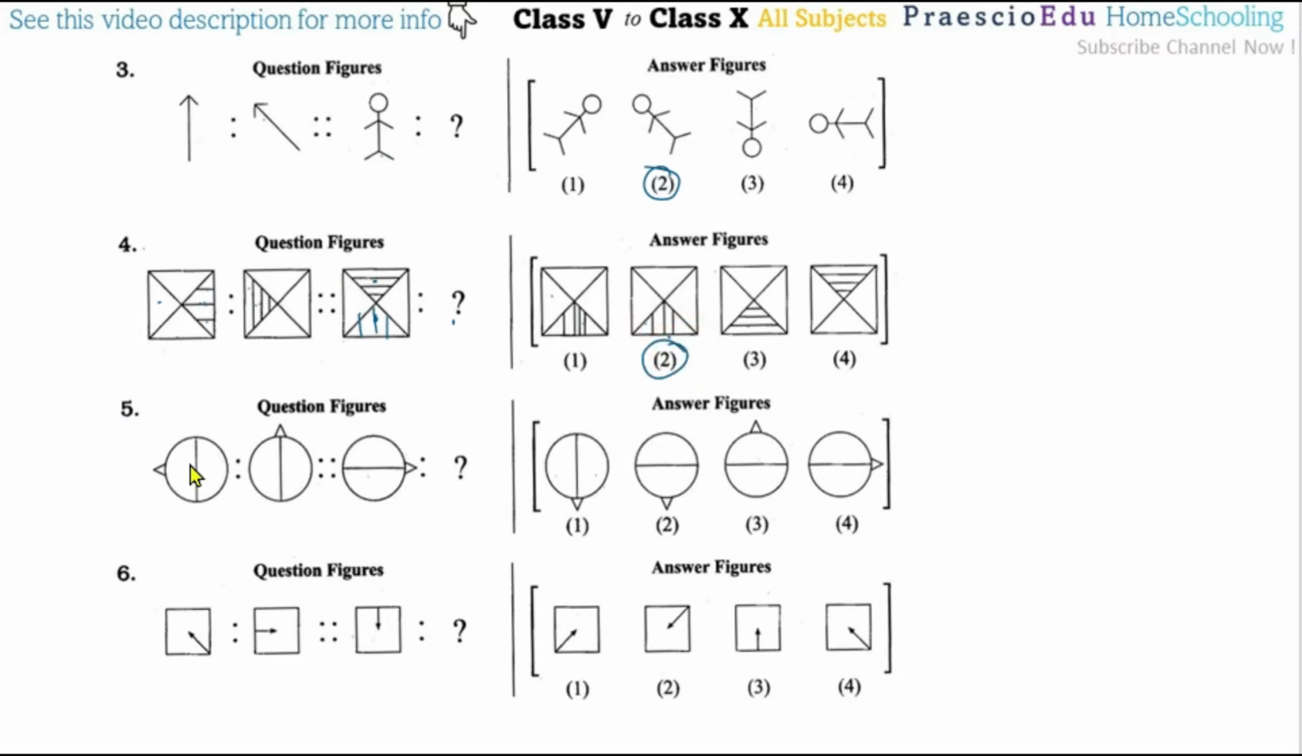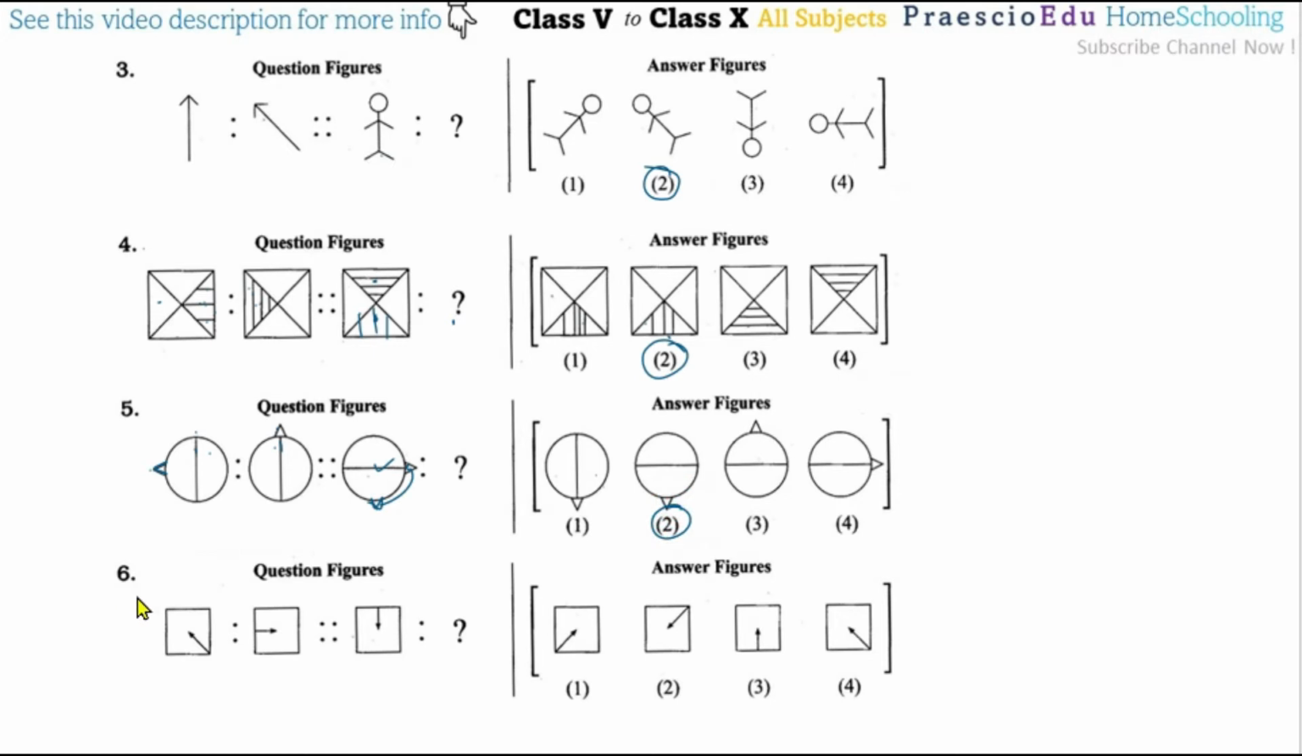Now question number 5. The circle with a vertical line, here also the same, but there are two lines on the left side, and that rotates by 90 degrees, or we can say a right angle, in a clockwise direction. So these are in the third term, and in the fourth term it comes like this, but this line is kept the same, and this is given in option number 2.